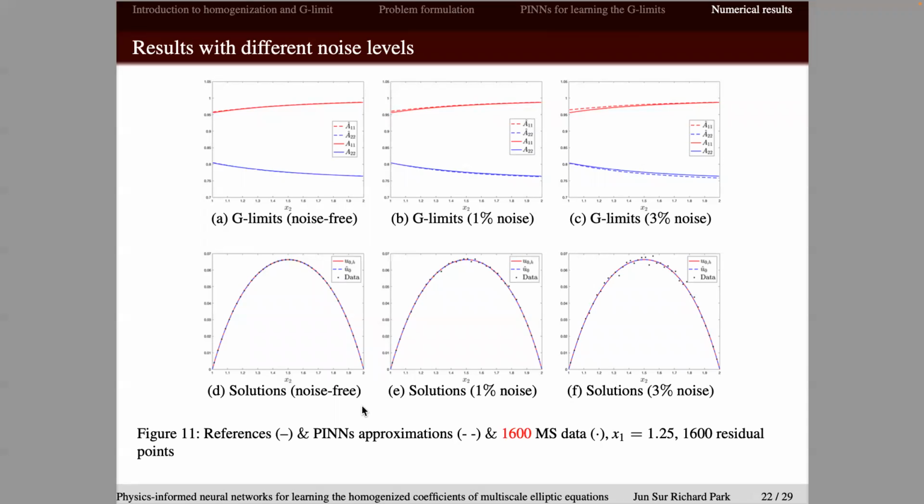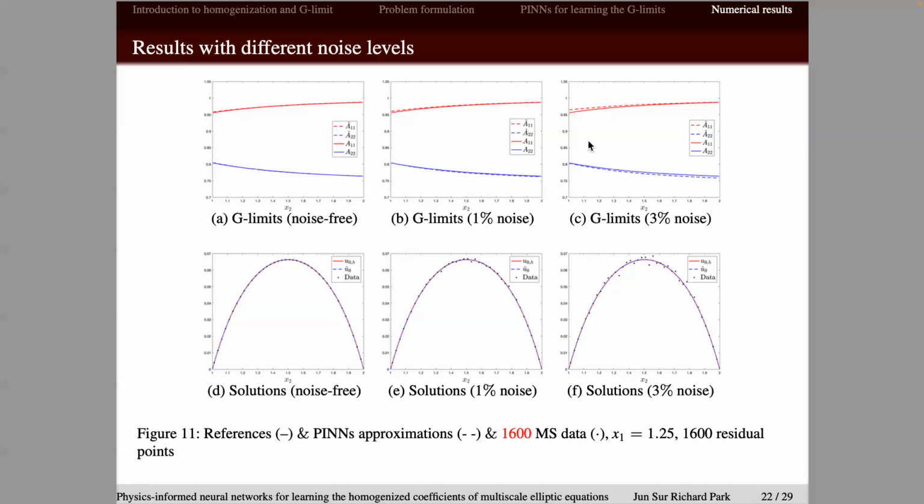Okay, so these are the results with different noise levels. We have noise-free, 1% and 3% noise. Even though we have a two-dimensional function, here we just plot a one-dimensional cross section of it, at this fixed x1. And in our 2D domain, we used 1600 residual points and 1600 multiscale data.